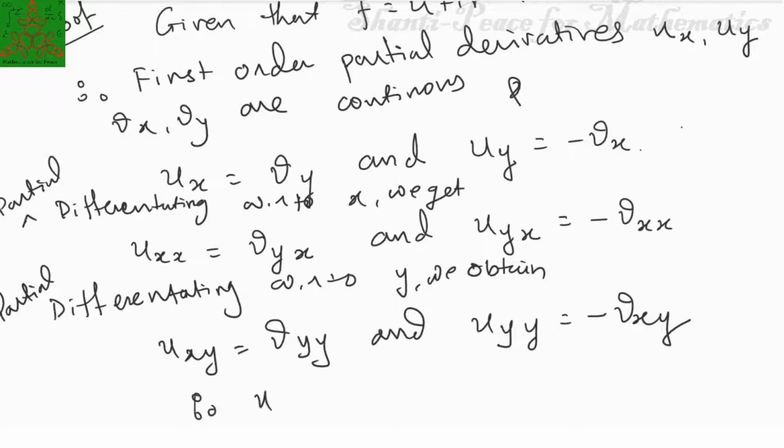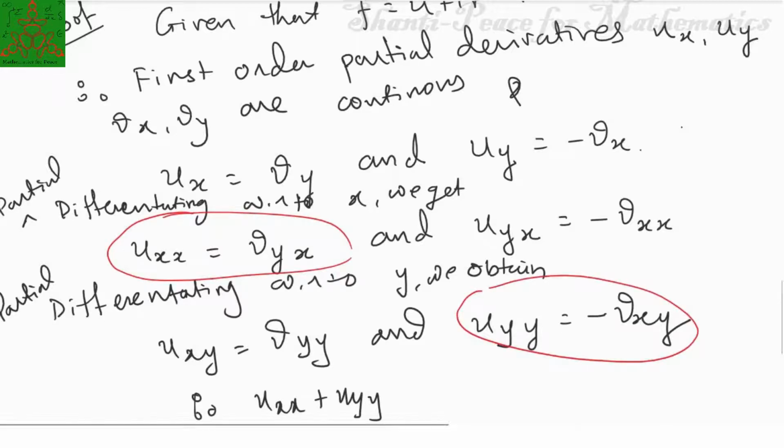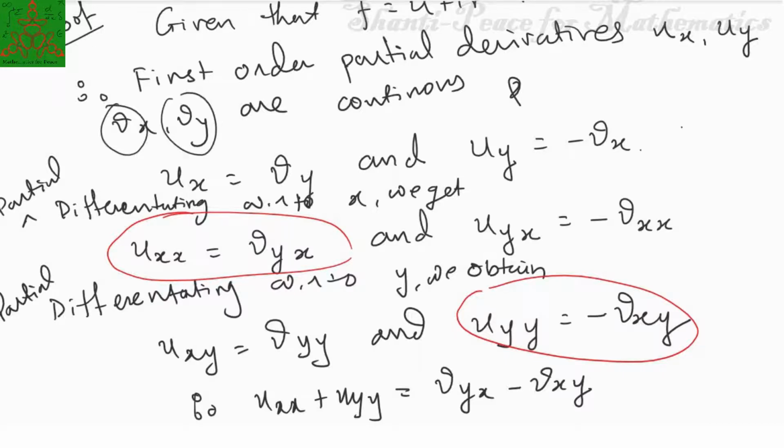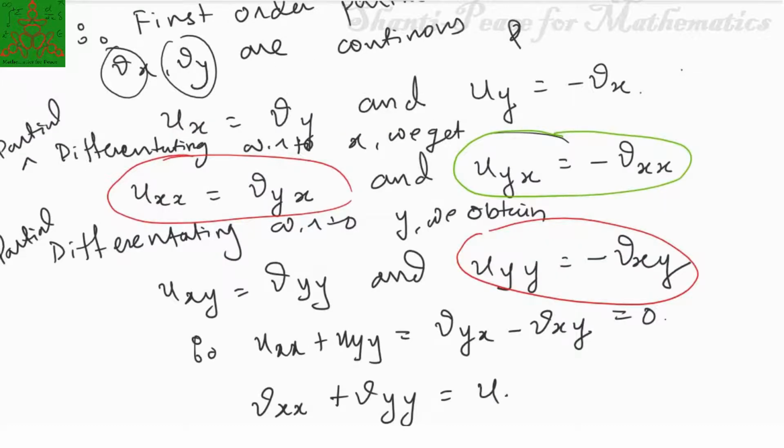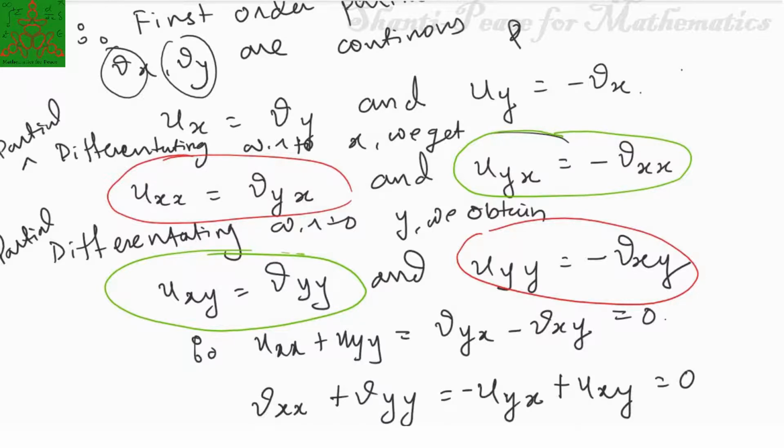So for them, what we can say is uxx plus uyy, due to this equation and this equation, gives you vyx minus vxy. But vyx is the same as vxy because vx and vy are continuous, and if you recall your advanced calculus course, where the first order partial derivatives are continuous, then vyx minus vxy is 0. Also we can have vxx plus vyy: from this you will have vxx is minus uyx and from this you will have vyy is plus uxy. By the same argument we can say it is 0 because uxy and uyx are both equal. So that proves that u and v satisfy the Laplace equation.